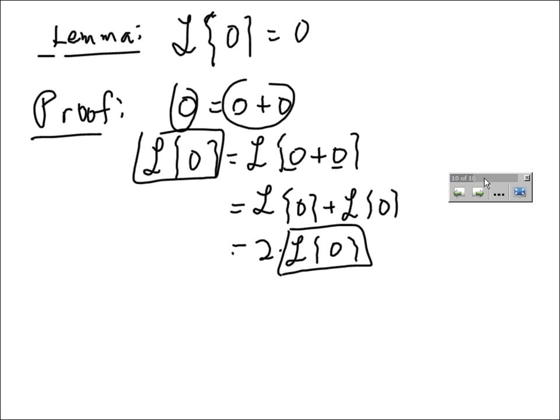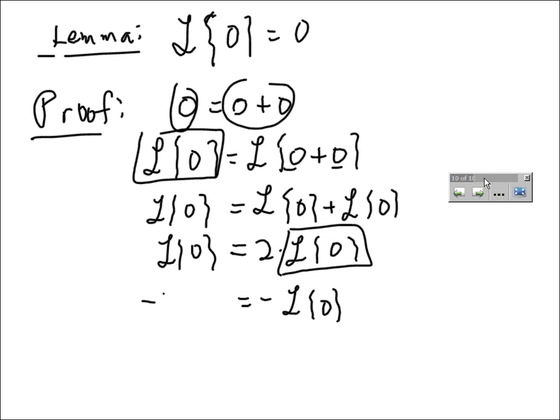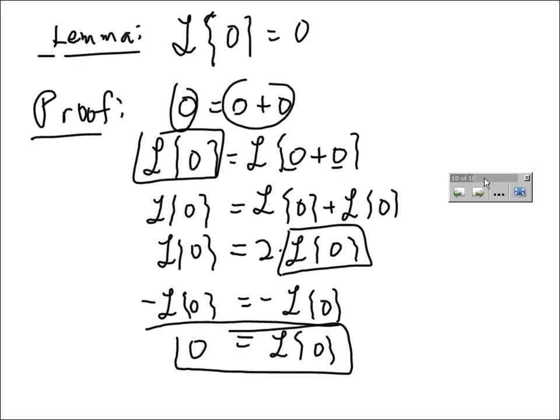You can do it in more baby steps. We have this equation on the bottom. If I take away L of 0 from both sides, the right side just gives me 1 L of 0. The left side is 0. So I did prove what I wanted.